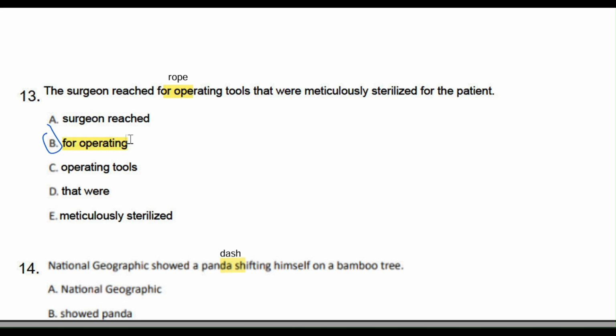Remember, we're making a 4-letter word from parts of 2 words next to each other. For operating works like this. Take the last letter of for, R, and the first 3 letters of operating, O-P-E. Put them together and you get rope.